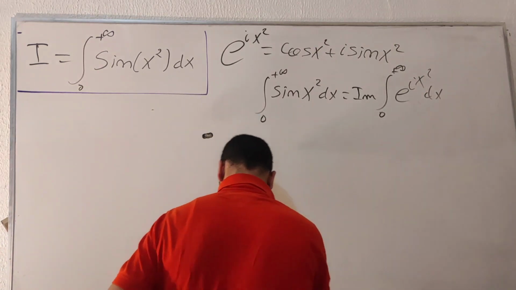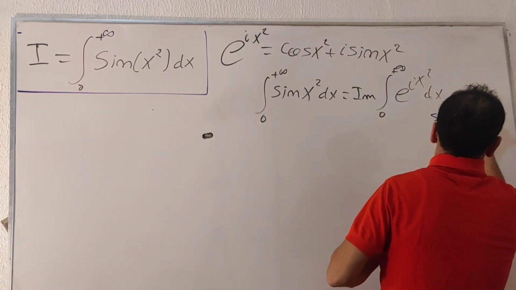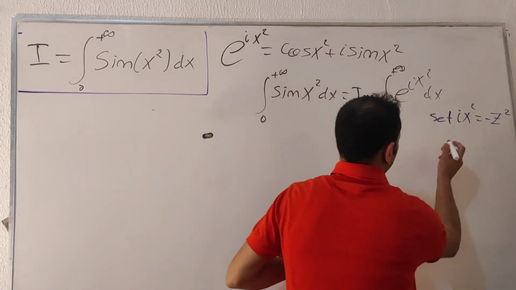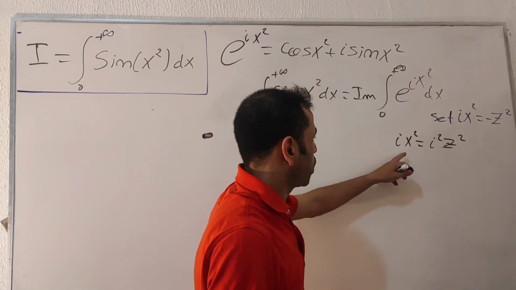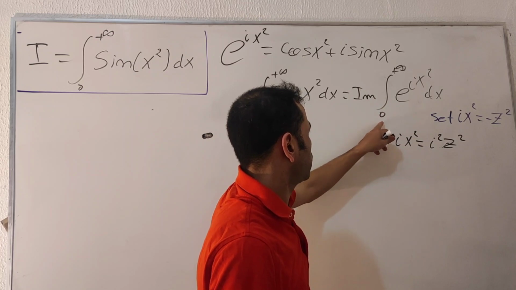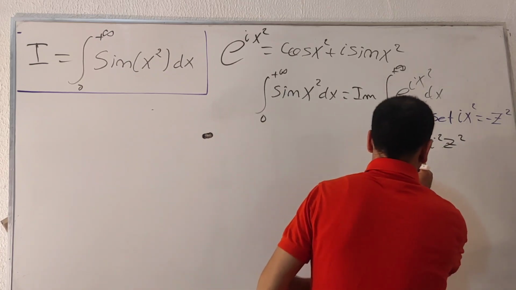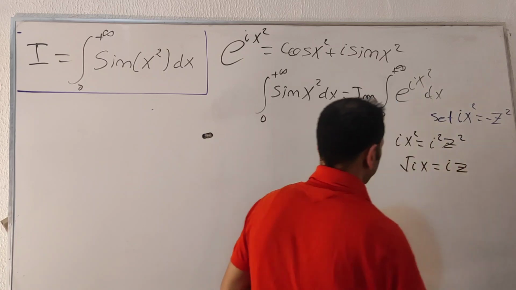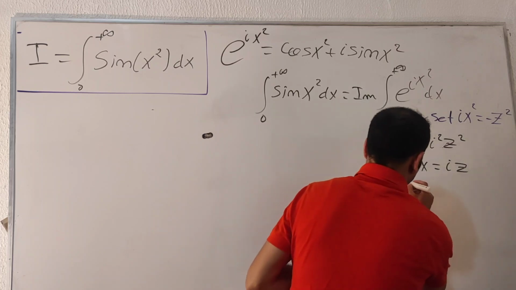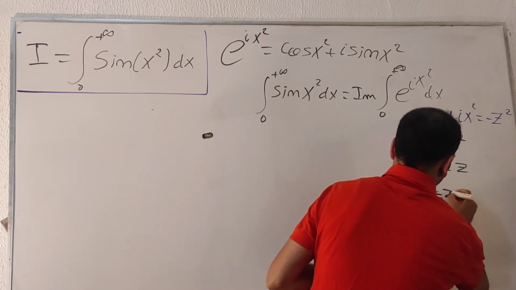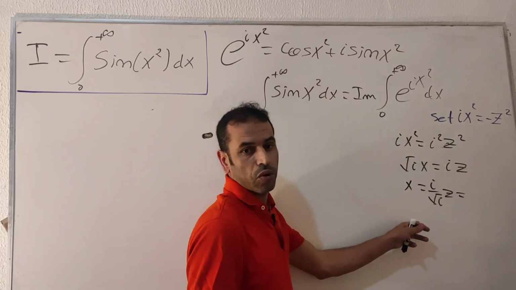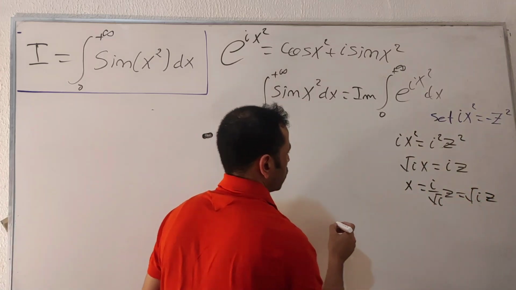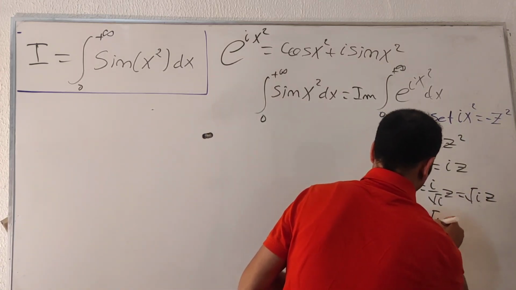Let's set i x squared equals minus z squared. Okay, we know minus 1 equals i squared, so I'm going to replace minus number 1 with i squared. We are going to ignore the negative sign because we are dealing with the integral from 0 to plus infinity. So I get square root of i x equals i z, so I get x equals i over square root of i z, which equals i over square root of i, which is the same as square root of i z. Okay, let's differentiate this one. So I get dx equals square root of i dz.